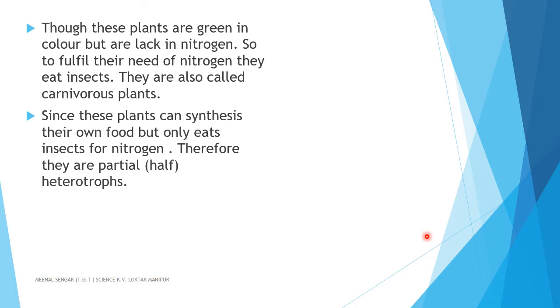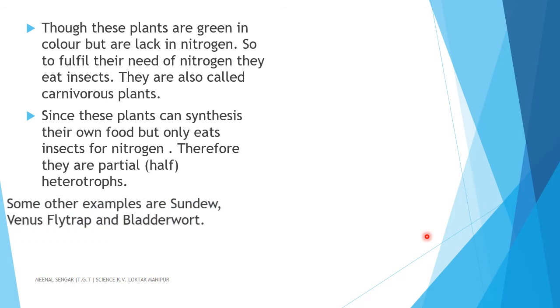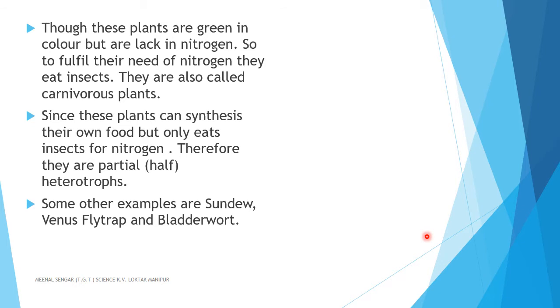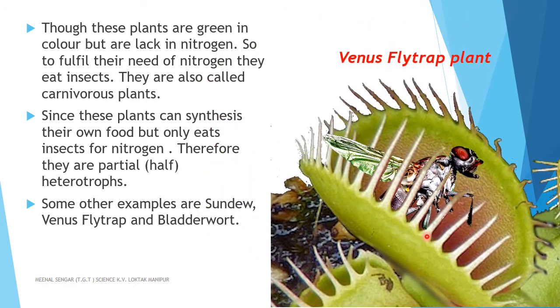That is why they are partial heterotrophs. Some other examples are sundew, Venus flytrap and bladderwort. You have seen these three examples anywhere. These are common in nature. This is Venus flytrap.